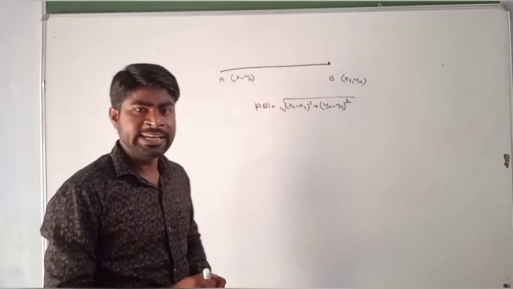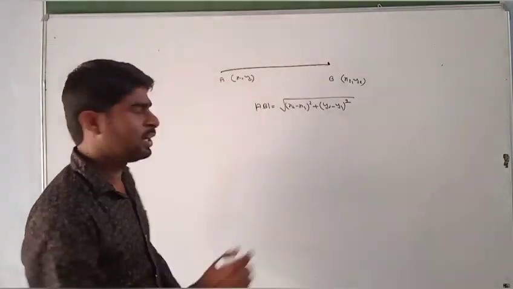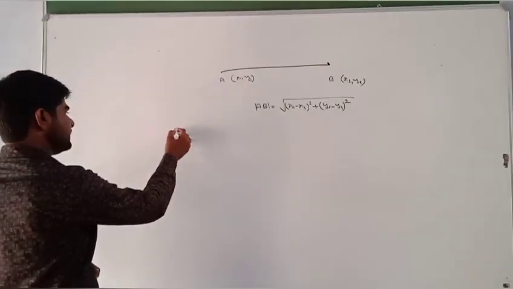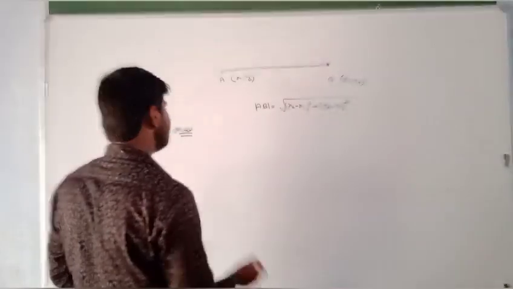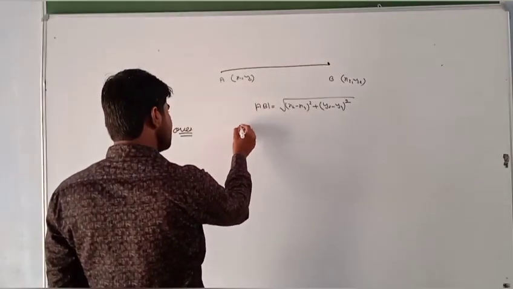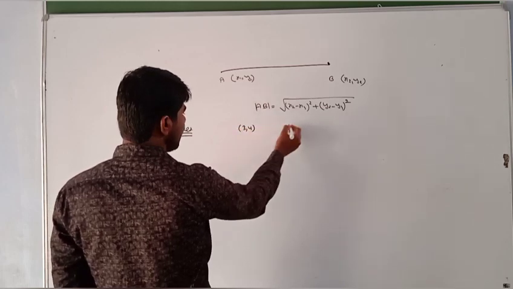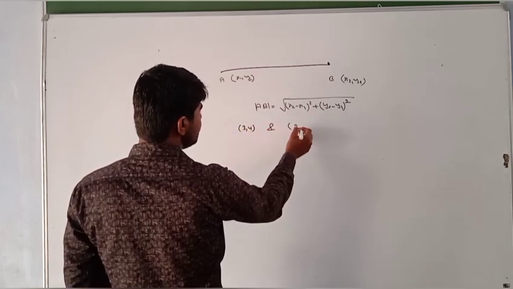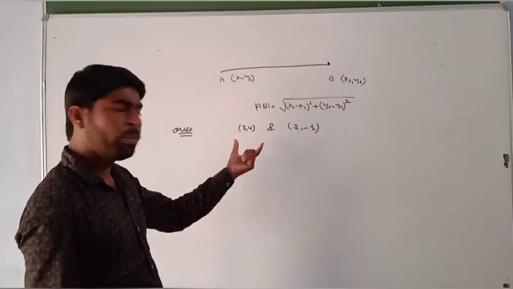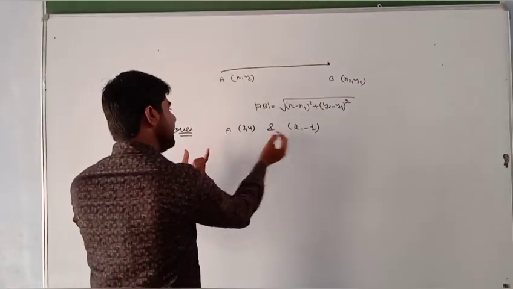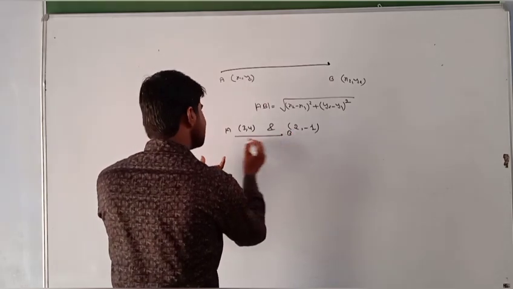Now take an example for this formula. The question is: find the distance between the points (3, 4) and (2, minus...). There are 2 points named A and B and we want to find the distance between them.